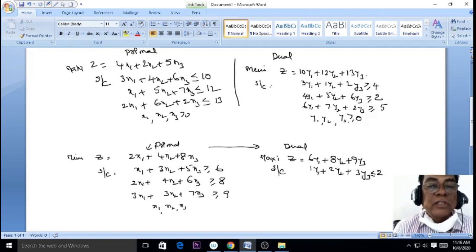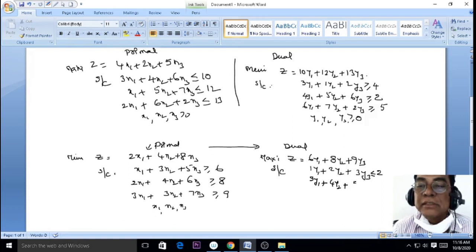Next, go to the second column 3, 4, 3. So 3y1 plus 4y2 plus 3y3. The second corresponding value is 4, so write down 4. The second symbol is greater than or equal to, so write down less than or equal to. Go to the third column 5, 6, 7. So 5y1 plus 6y2 plus 7y3 less than or equal to 8. Next, y1, y2, y3 greater than or equal to 0.